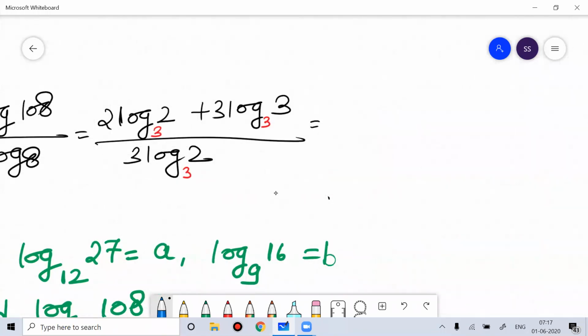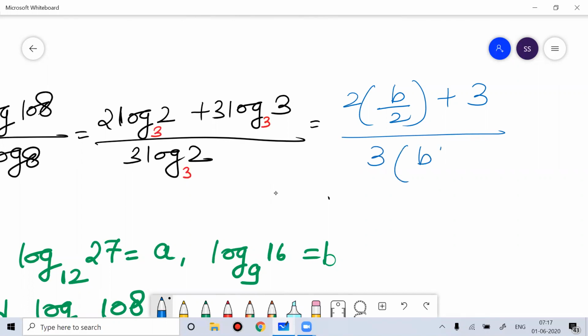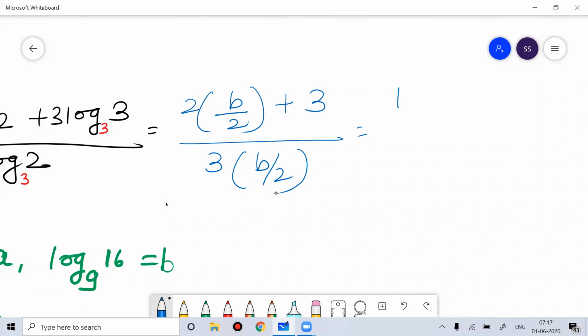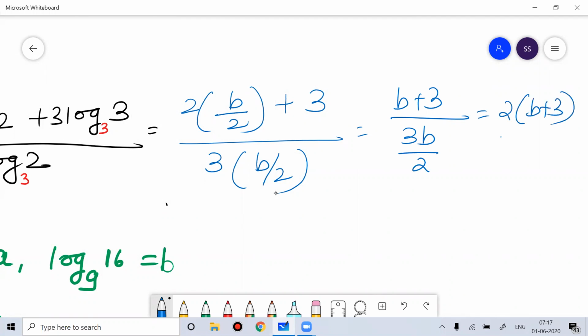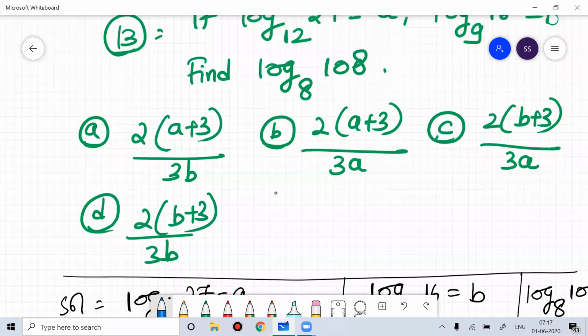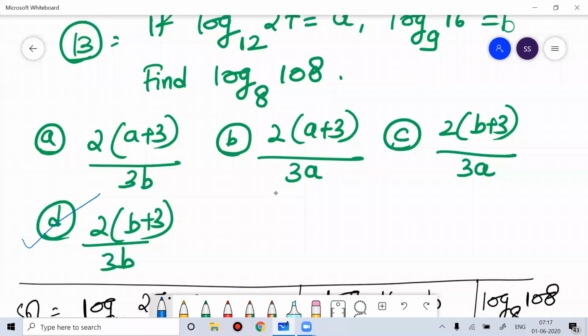So what you get is 2b by 2 plus 3. This is 3 into b by 2, since log base 3 2 is b by 2. So what do you get? You get b plus 3 equal to 3b by 2. So you will get 2 into (b plus 3) by 3b. This would be your answer: 2 into (b plus 3) by 3b. This is the answer.